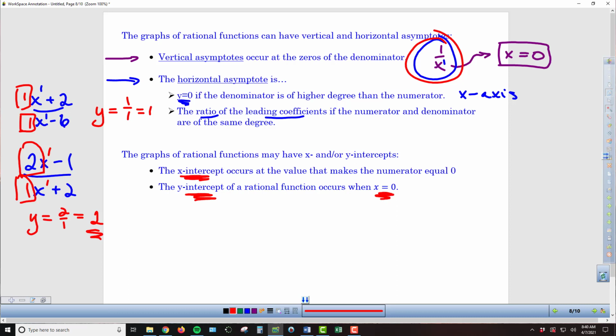So we're going to go through all of these ideas in the next couple of examples and use the vertical asymptotes, the horizontal asymptotes, and any intercepts that the graph might have to generate the graph of these rational functions.